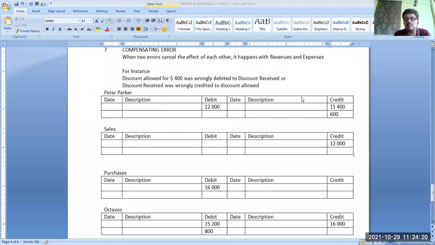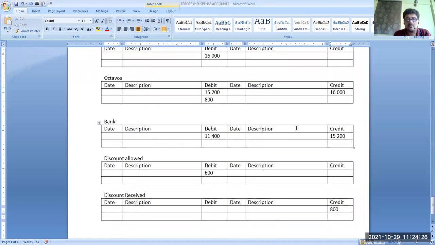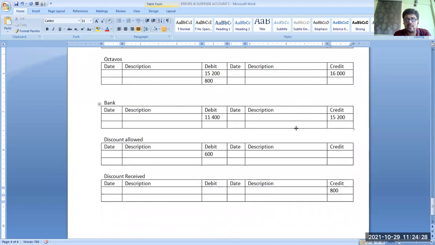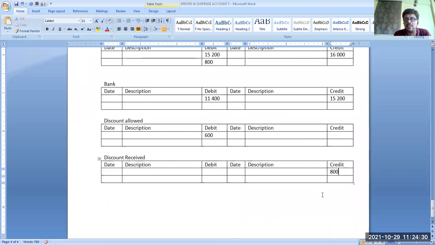Now see, how much have we earned? Discount allowed is 600 and discount received is 800. So we have given discount 600, we received discount 800. So we have actually saved 200. We are in plus. The effect is 200.